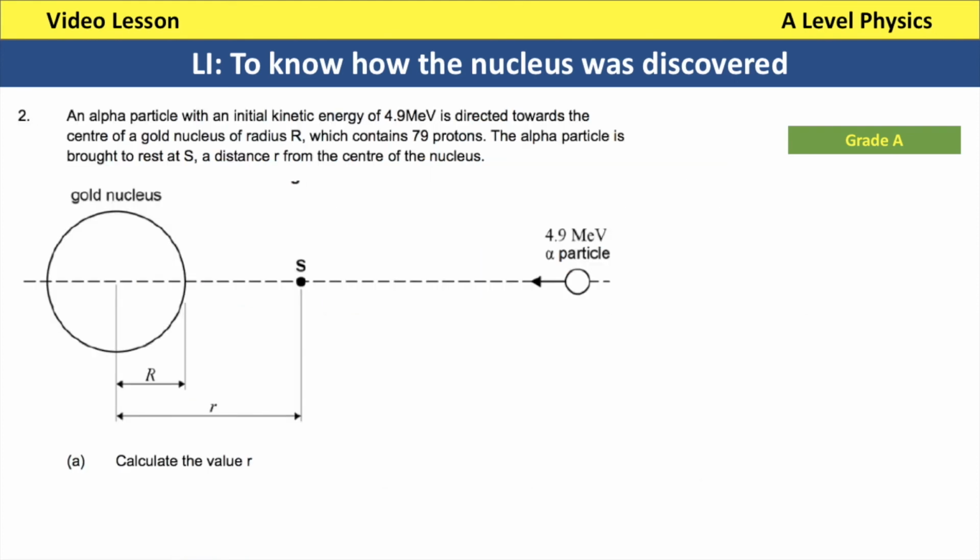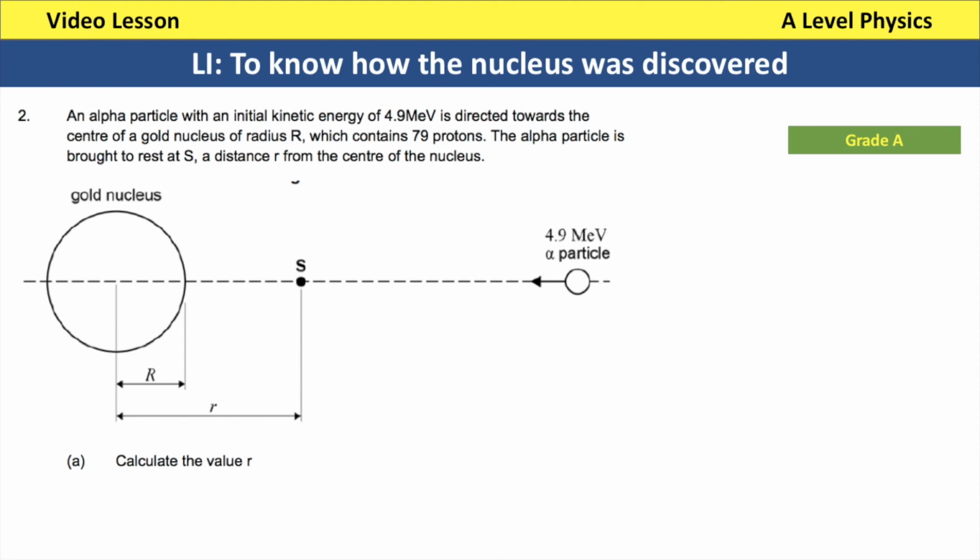Question number 2. An alpha particle with an initial kinetic energy of 4.9 mega-electron volts is directed towards the centre of a gold nucleus of radius r, which contains 79 protons. The alpha particle is brought to rest at s, a distance r from the centre of the nucleus, and we want to calculate the value of r. What we're essentially being asked to do here is work out the distance of closest approach, which is what we did in an example earlier on.